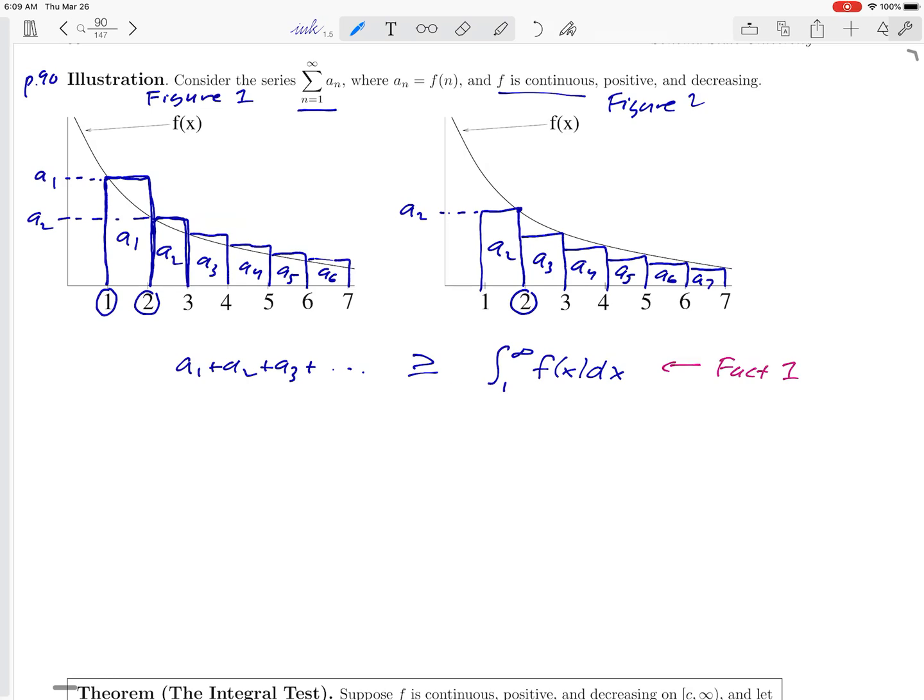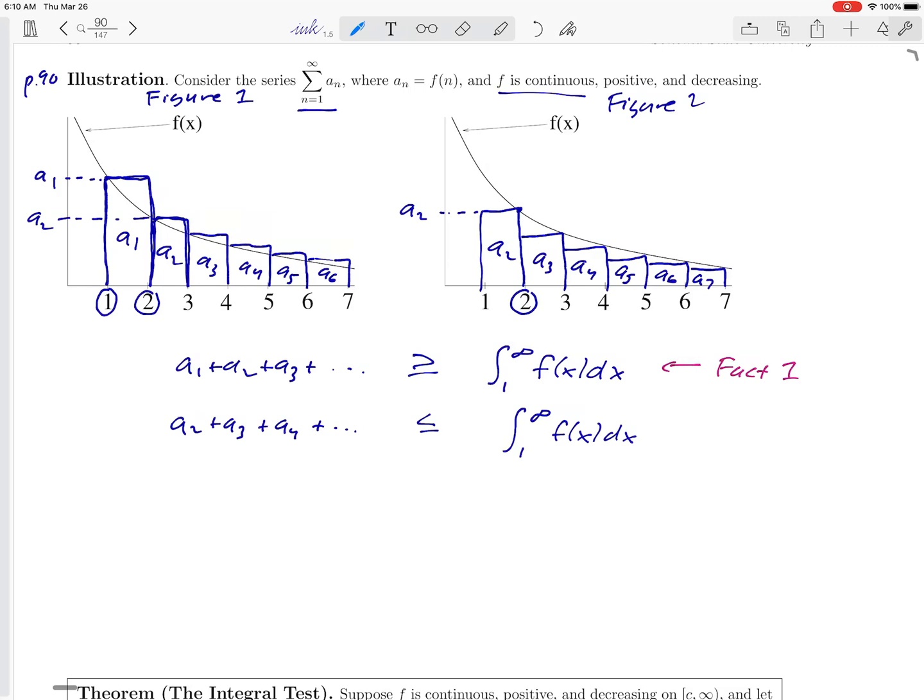So if we do another area comparison this time, we just write down the areas of our rectangles one at a time. We're starting with a2 and going on forever. And we could ask the question, how does that compare again with the integral from 1 to infinity of f of x? Well, this time the rectangles are below the curve, so the sum of the rectangle areas must be less than or equal to the integral.